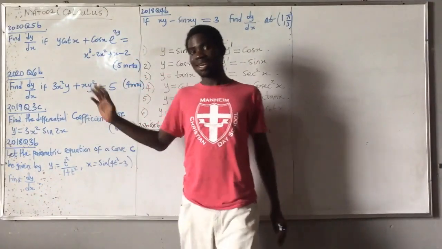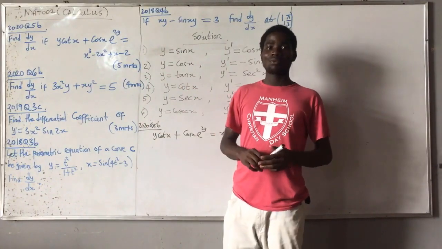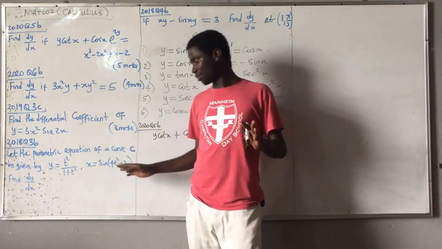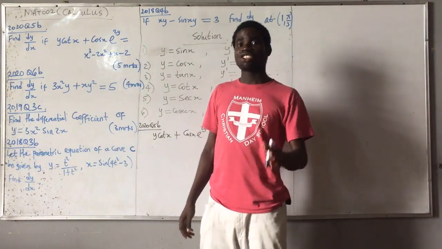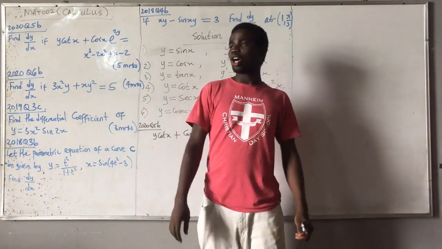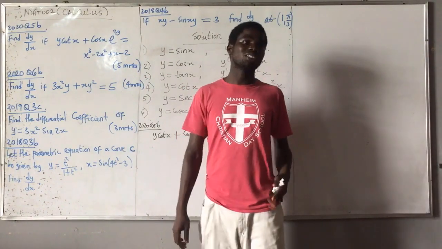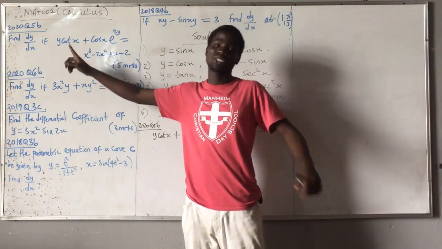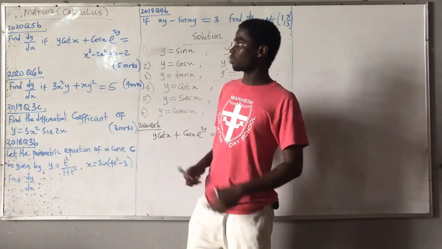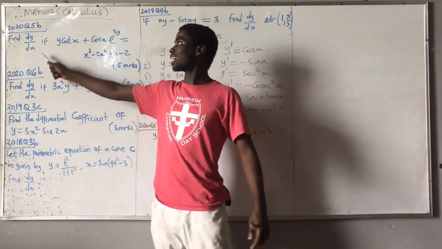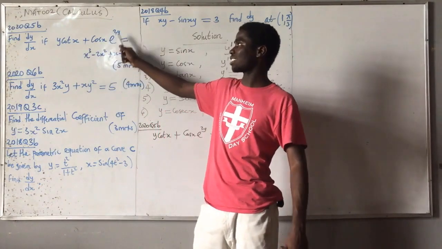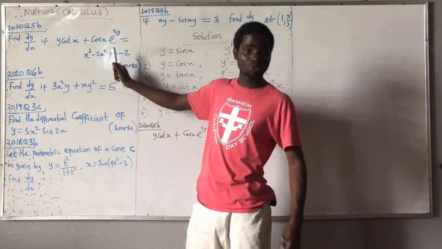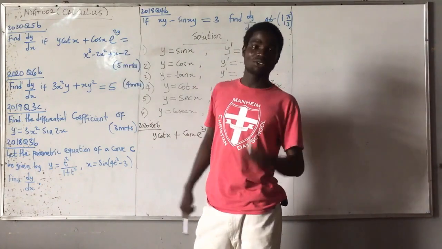So now in this case, this next question I have written out is on differentiation. All the differentiation questions that come out in the theory aspects. Look at 2015 question 5b. Find dy/dx if y cos x plus cos x e raised to power 2y equals x cubed minus 2x squared plus x minus 2.